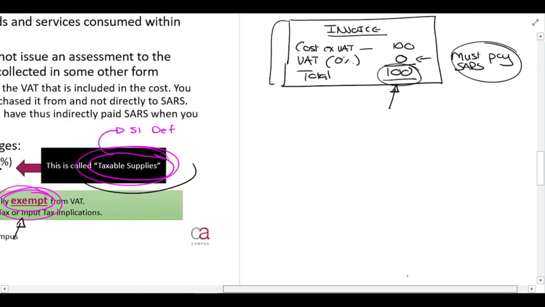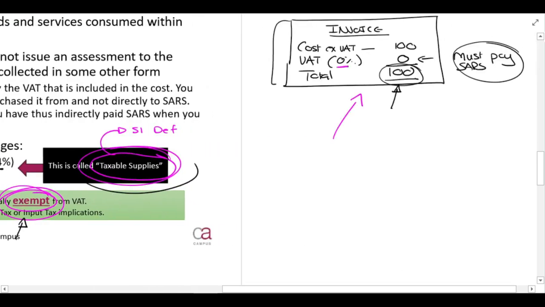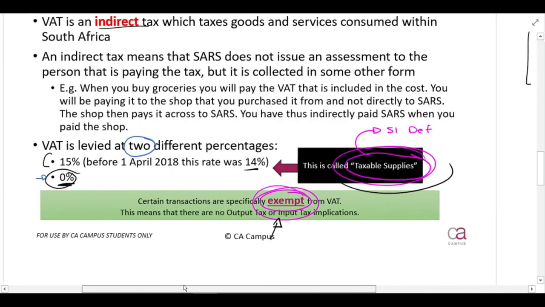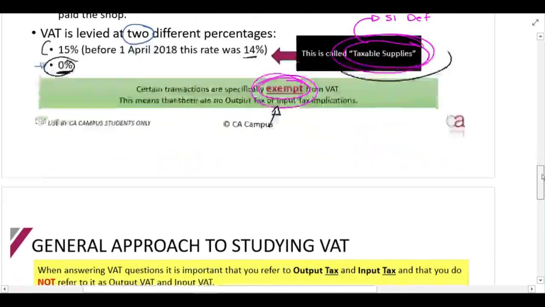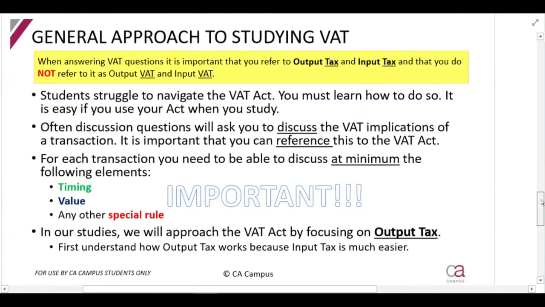So this shop owner here, selling at 0% VAT, can claim input tax. So for all of the other things that the shop owner pays, he or she can claim input tax on that. And you'll see as we go along, it'll become a lot more clear.